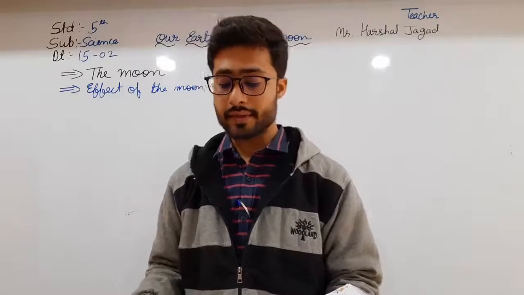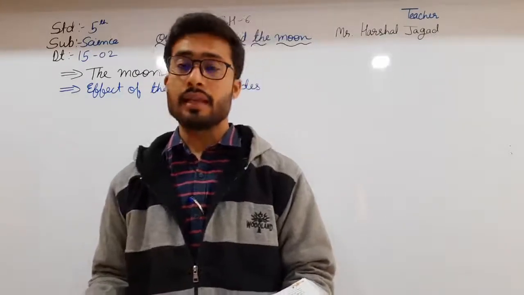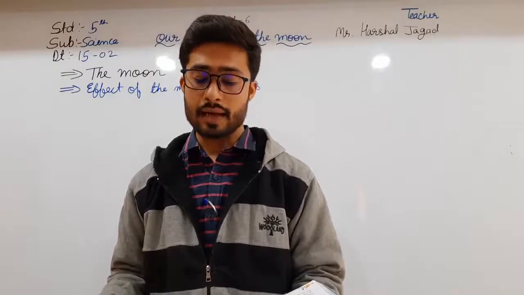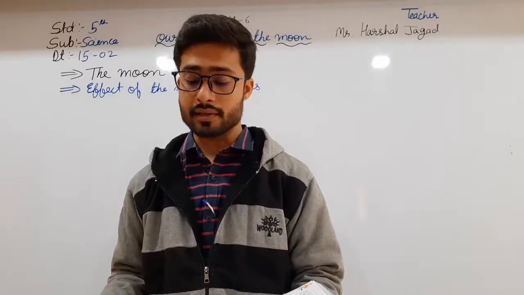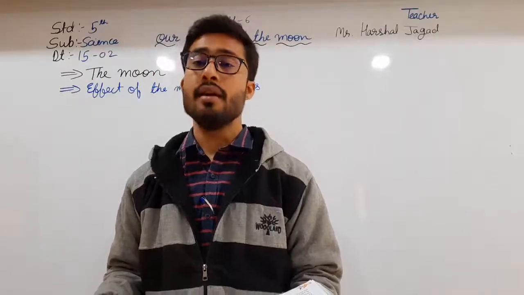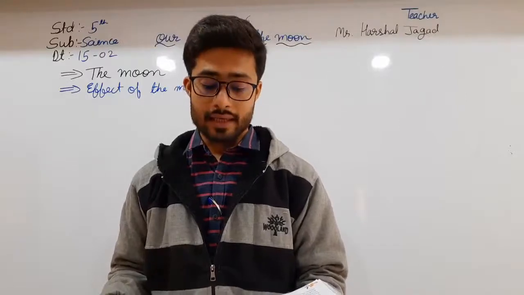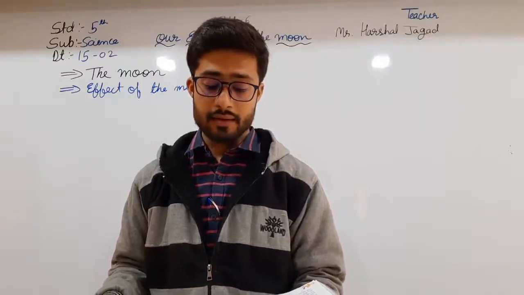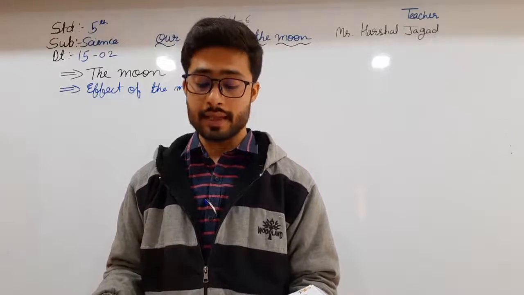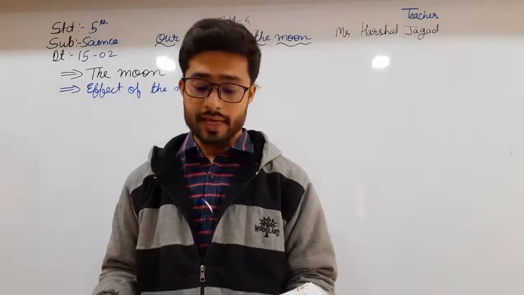On the first and the third quarter of the moon, the sun and moon are at right angles to each other. The sun pulls in one direction and the moon in another direction. So the tides are the lowest, and they are called neap tides.